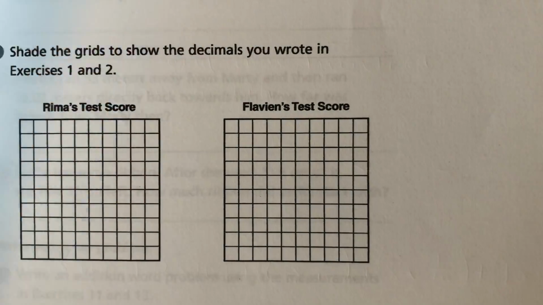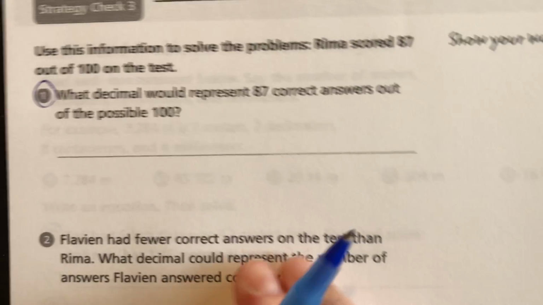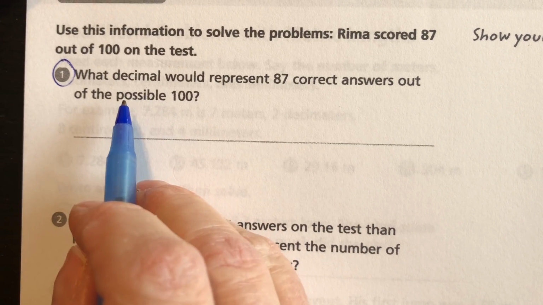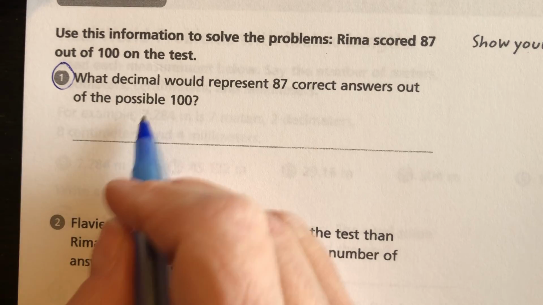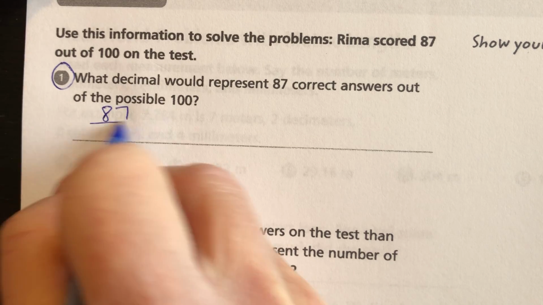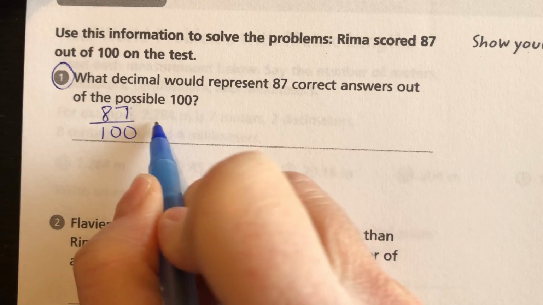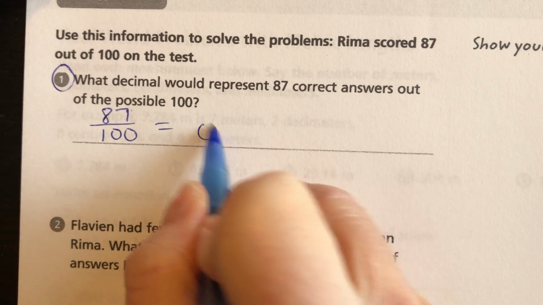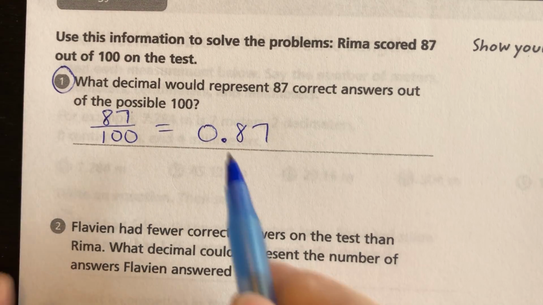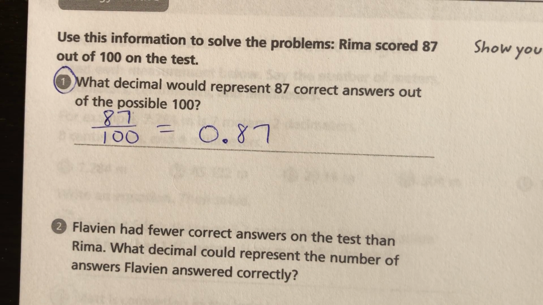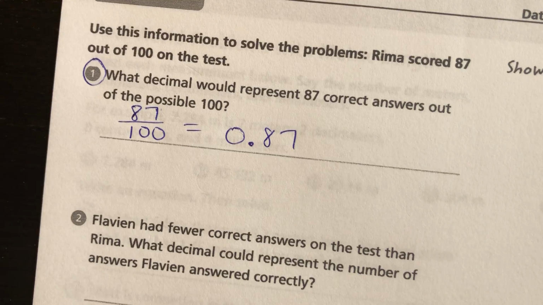We're gonna turn now to page 54. I only want to do the very top number here. It says on page 54, what decimal would represent 87 correct answers out of the possible 100? So I'm asking you, what decimal is 87 out of 100? Well, that would be 87 hundredths. That means I need the 7 in my 87 to be in the hundredths place. That means I didn't have to put any zeros in the tenths place because the 7 already ends in the hundredths place. All right, we're not going to worry about 2, 3, 4.